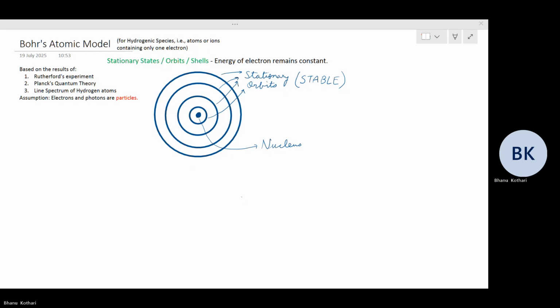Hello students, today we are going to cover the Bohr model.